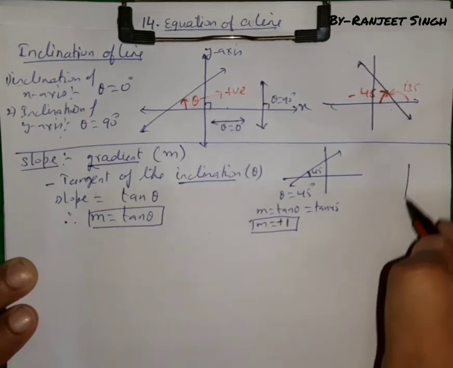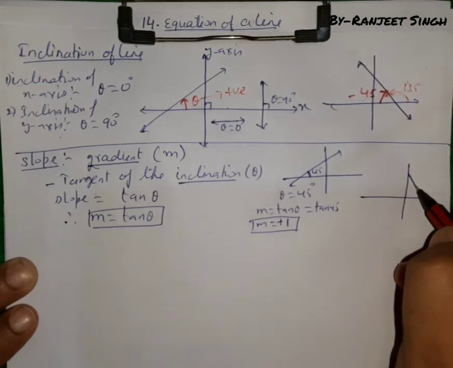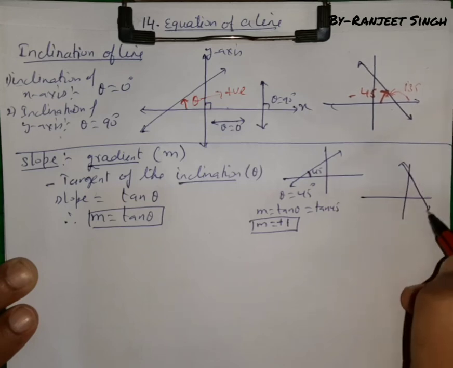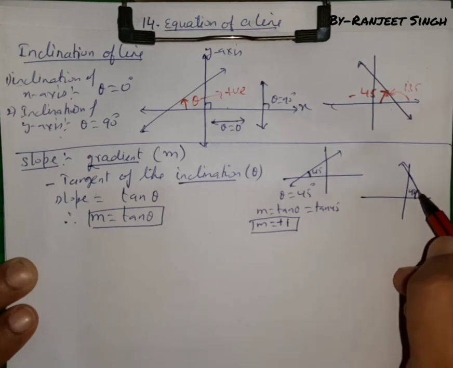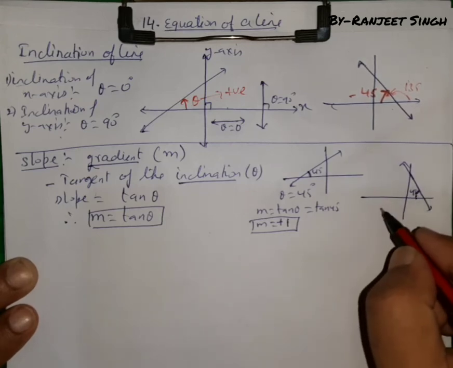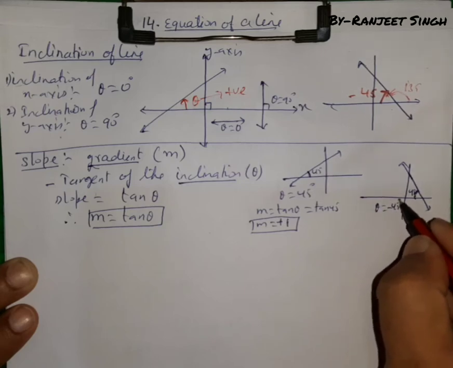And similarly, if I'm taking the case in which some line is like this, and here also I'm saying that this angle is 45 degree. Now this angle is measured in the clockwise direction, so here theta will be equal to minus 45 degree.